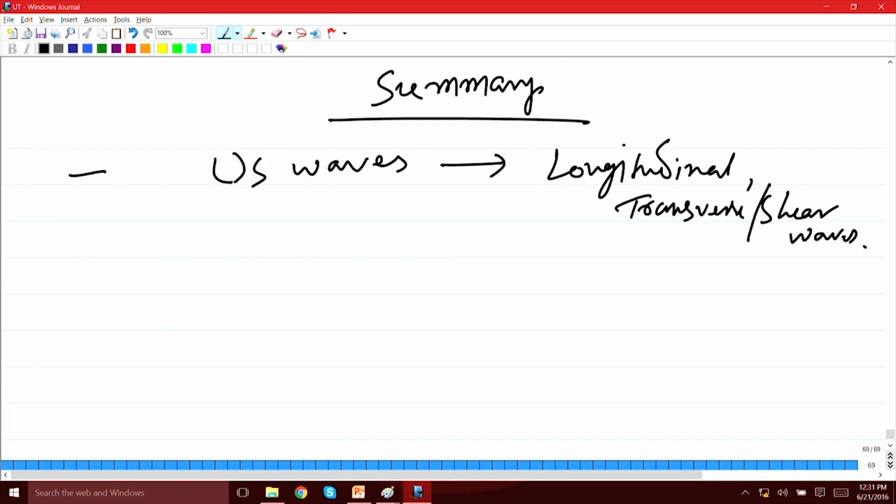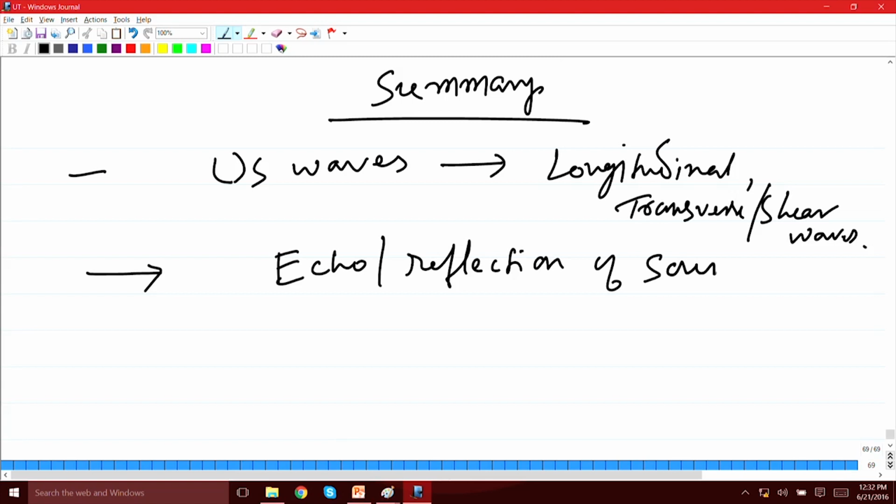Then we went on to see the basic principle of this particular technique, which is echo or reflection of sound waves from an interface, which could be the discontinuity or the defect itself.